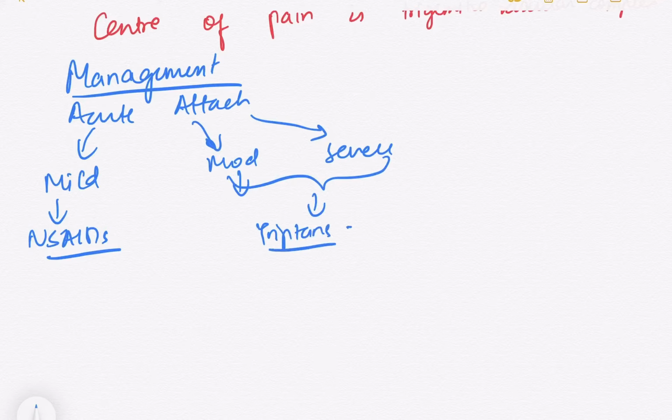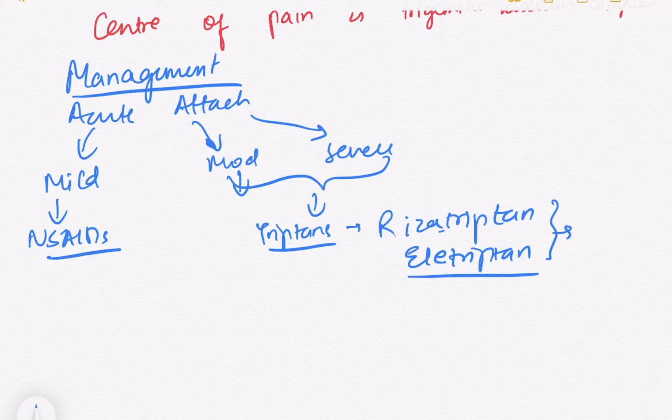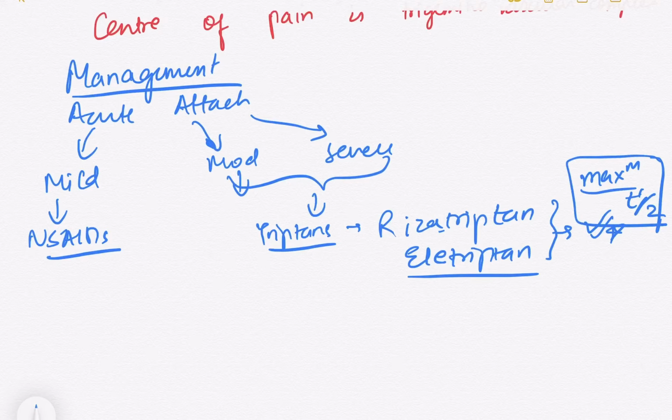Okay, in triptans you need to remember rizatriptan and elatriptan are the most commonly used and most useful for this condition. Okay, because they have a maximum half-life. Okay, that is why these both are used.